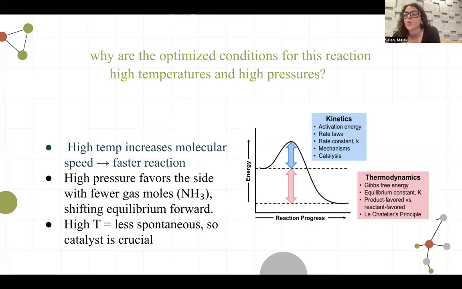which is ammonia. Higher temperatures increase molecular collisions, which helps the reaction happen faster. But high temperature works against spontaneity. So it's kind of a trade-off. And that's why a catalyst is important, because it's going to speed up the reaction without needing even higher temperatures for it to happen.